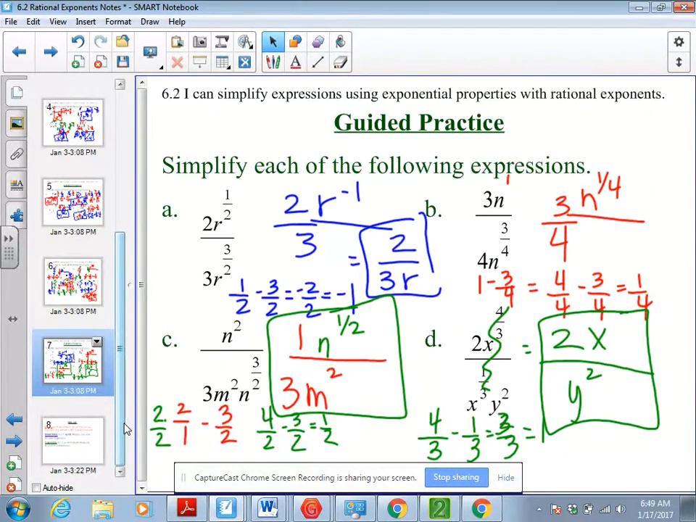When you finish this, you have the rest of the time to work on homework. Make sure you are being very careful of when you need common denominators in these exponents.